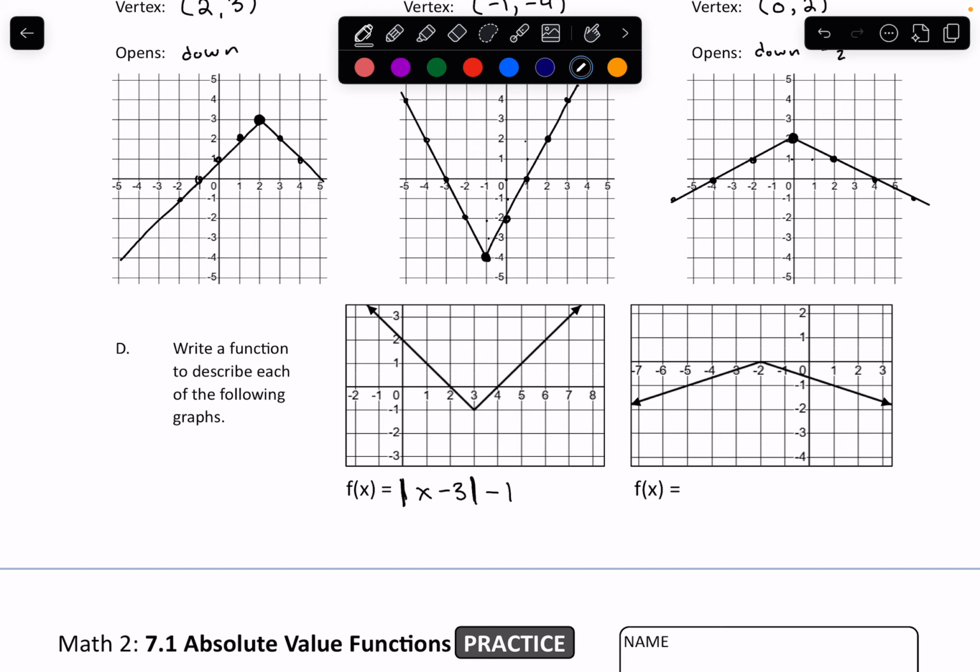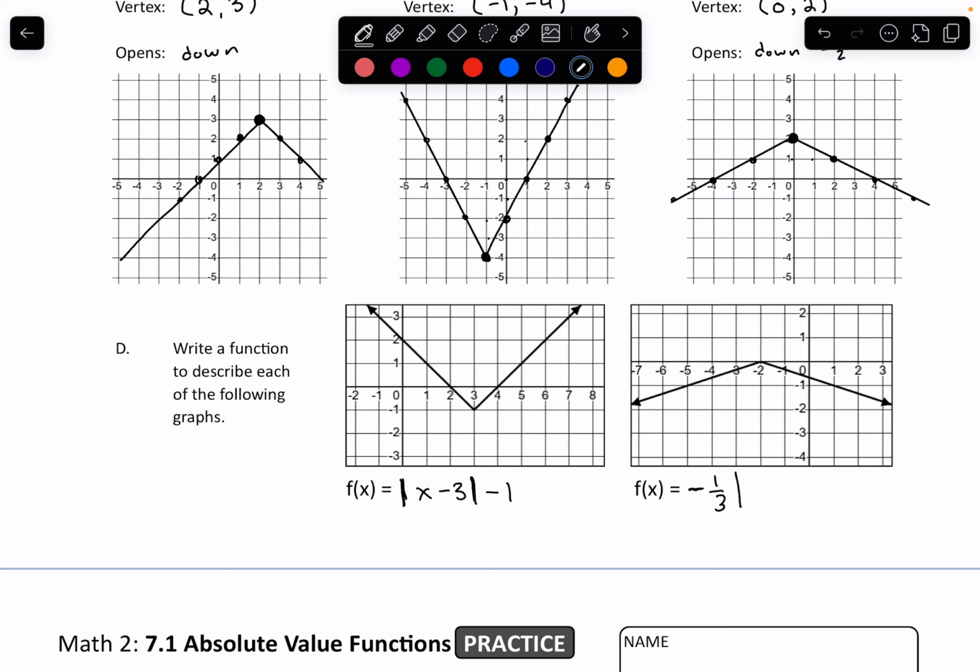Now the second example is upside down. So I know I'm going to have a negative in front of my absolute value. And then if I look at the slope, I'm going from this point and I'm looking for another nice point right here. So I go down 1 over 3. So this one's going to have a slope of negative 1/3. Then my absolute value bar.